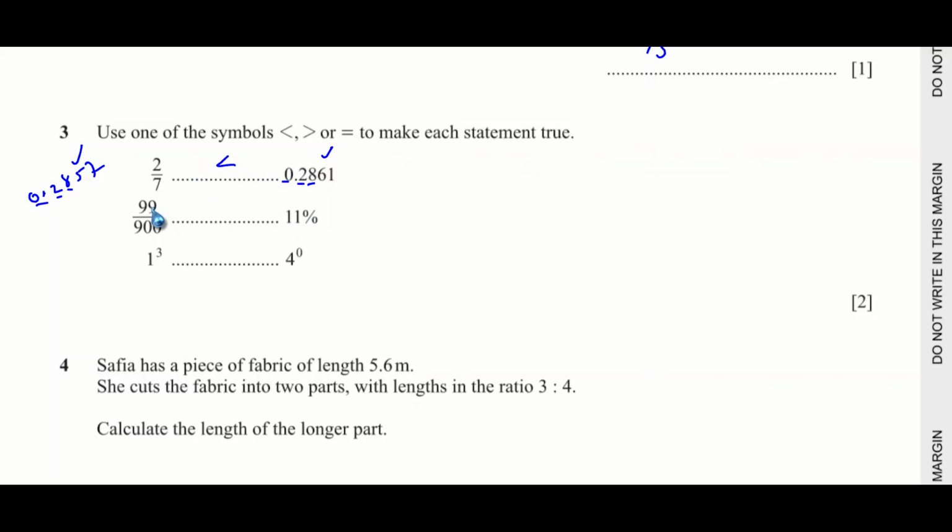So here 9 can go into 99 11 times, and it goes here 100 times. So 11 over 100 is the same as 11%. So we put equals to here. 1 to the power of 3 is 1, and 4 to the power of 0 is also 1. So they are also equal.